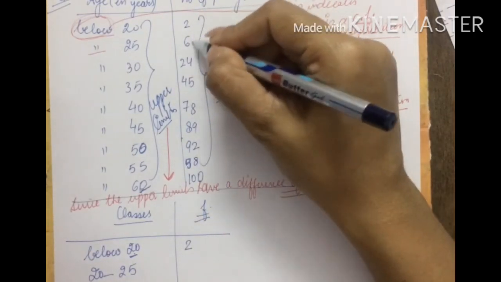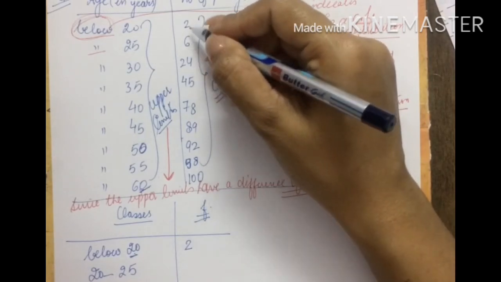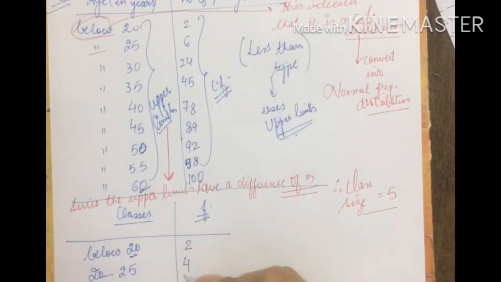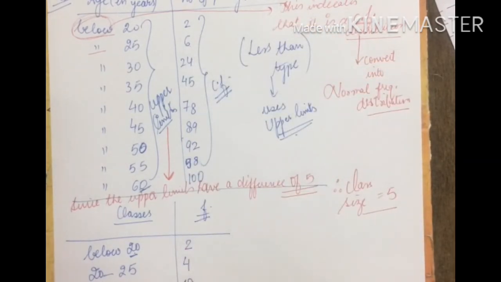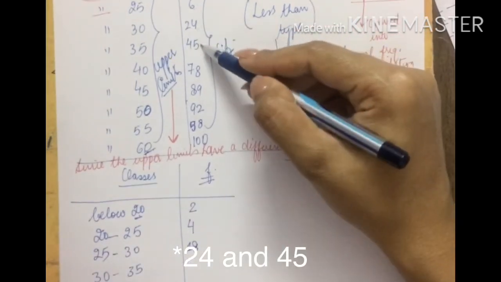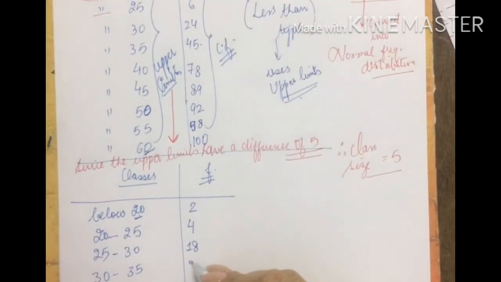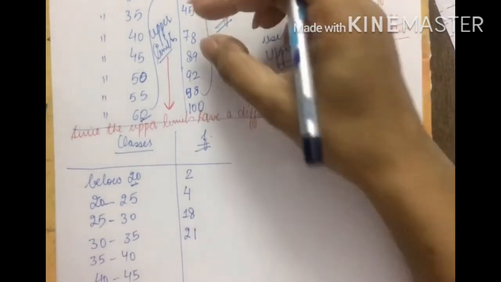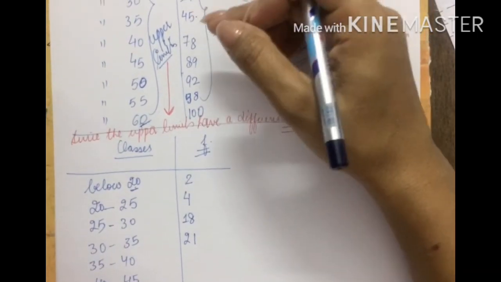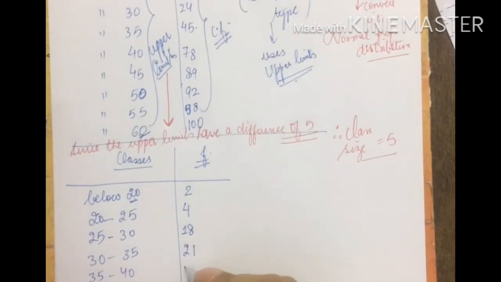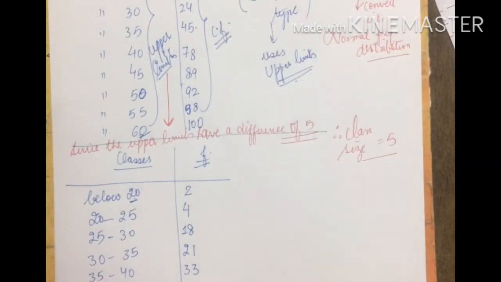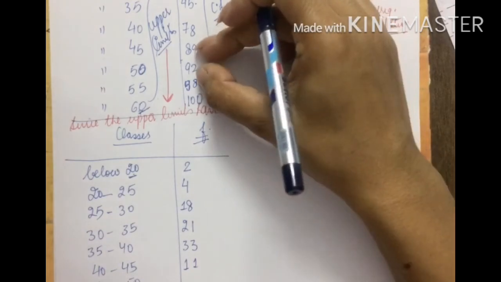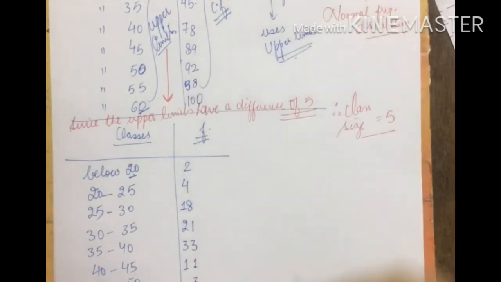For the next one, subtract the two consecutive ones. 2 and 6, larger minus the smaller. So 6 minus 2 is 4. Then subtract the next two, 6 and 24. This is 18. Subtract the next two, 24 and 45. This will be 21. Then subtract the next two, 78 and 45. This will be 33. Now the next two, subtracting, this is 11. Subtracting the next two, this is 3. The next two, it is 6. And then the next two, it is 2.